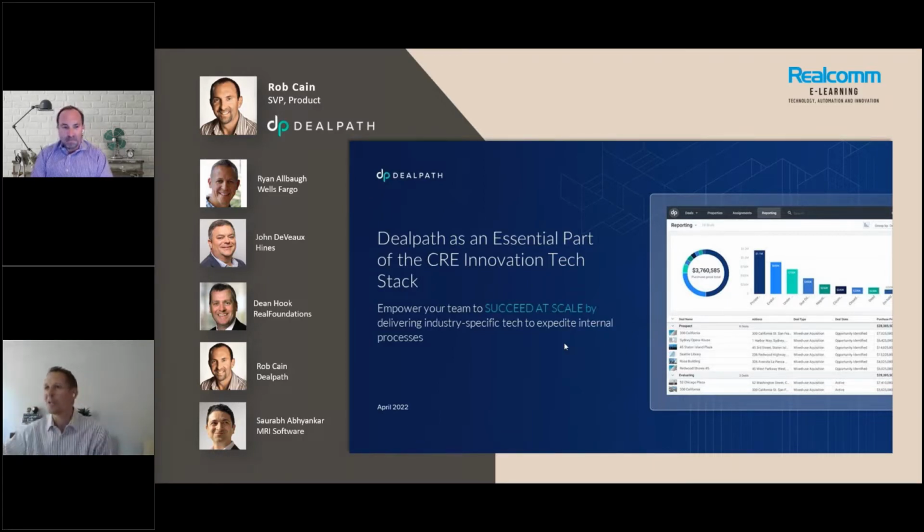I really appreciate it. Rob is with Dealpath. He is the Senior VP of Product. And I think what you'll see here is just another component of the stack. This one in particular on the application side. Sorry, Rob, I won't steal any of your thunder. So please take it away. Yeah, terrific. Well, thanks, Ryan.